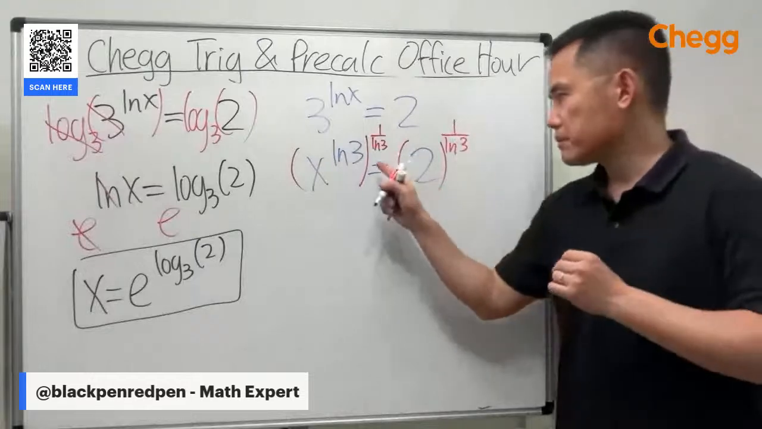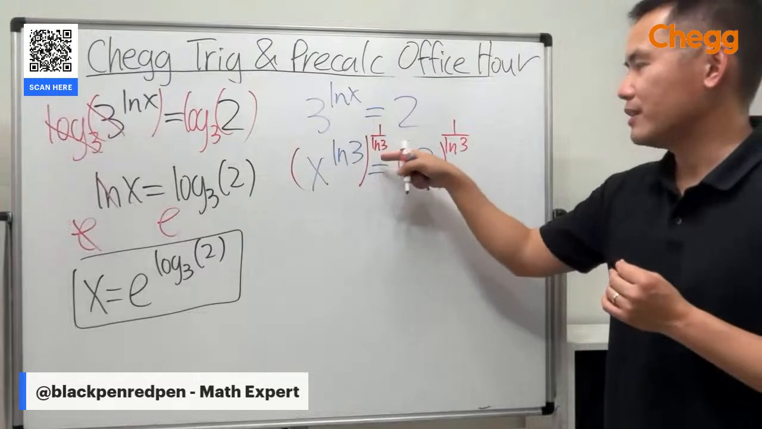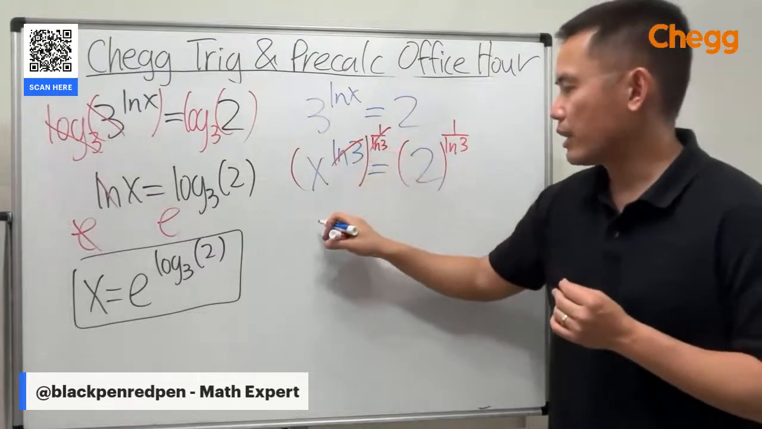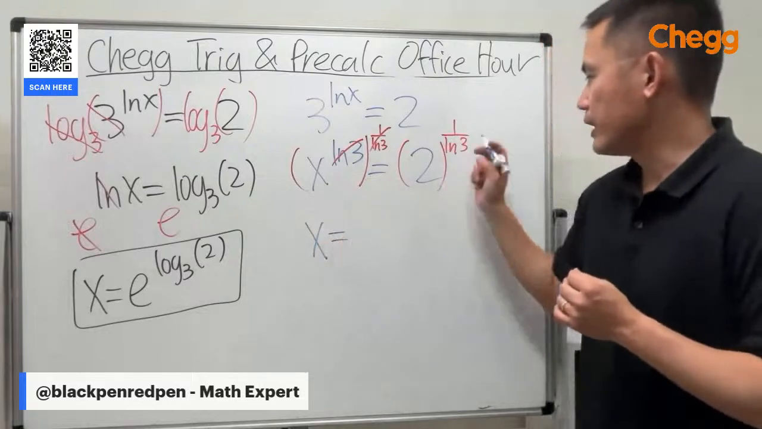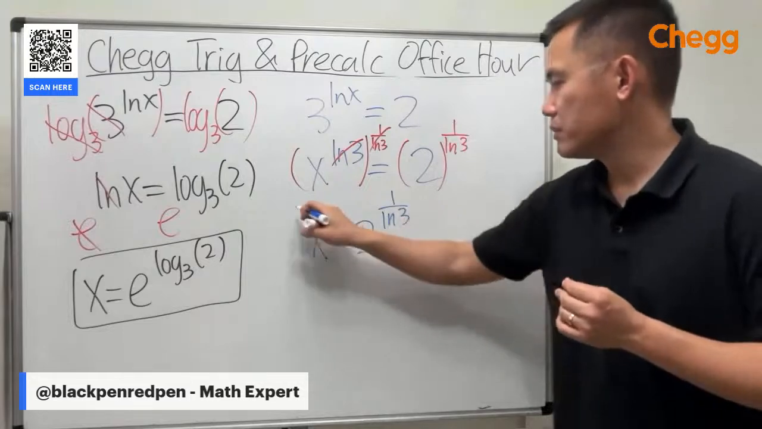And by the way, this is okay, right? Because we're not doing any divided by 0 whatnot. And then this and that do cancel out. And then right here, x is equal to that, 2 to the 1 over ln 3 power, just like this.